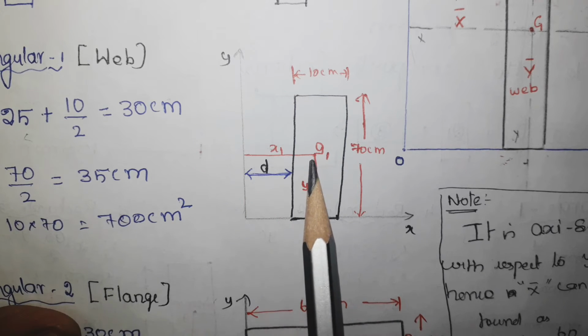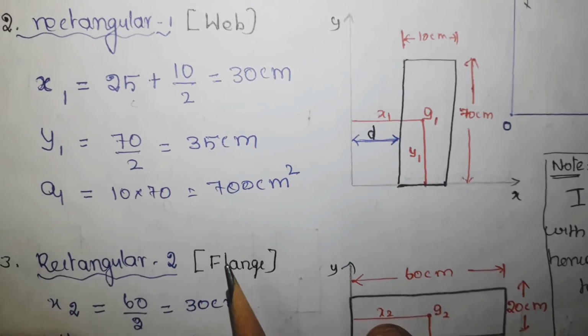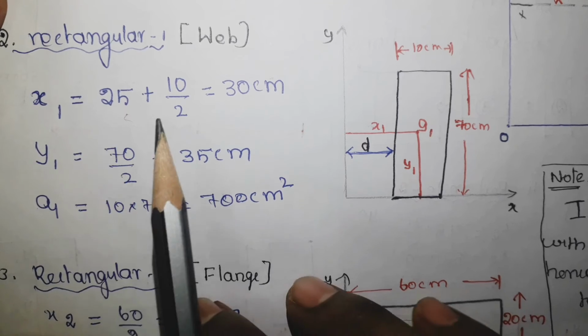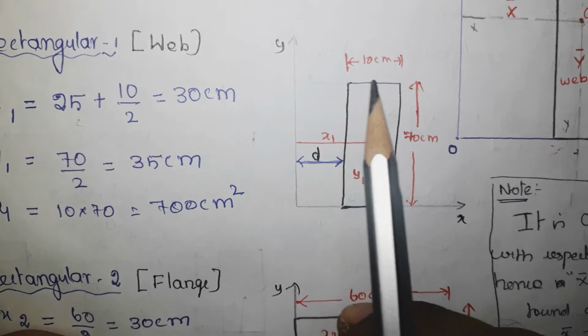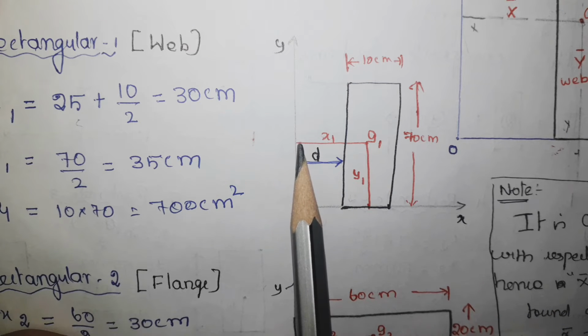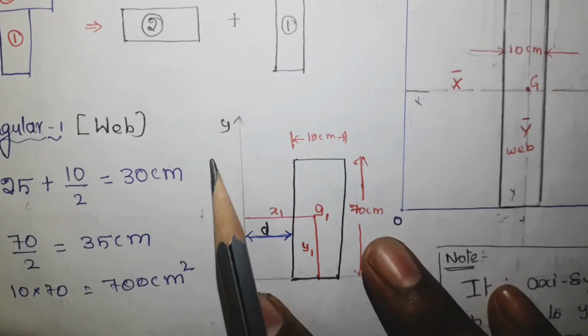Now I have to find this x1 as well as this y1, then the area for this rectangle. Now x1 equals, here you see this rectangle is not in contact with the y axis, so I have to find this distance d. Okay, it is very important. Please listen very carefully.